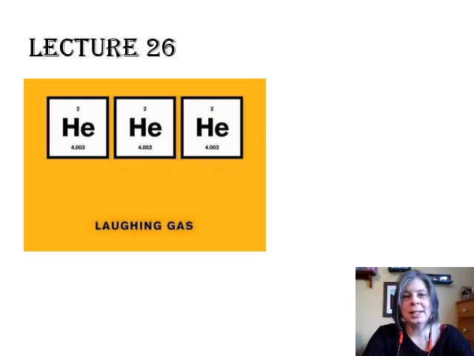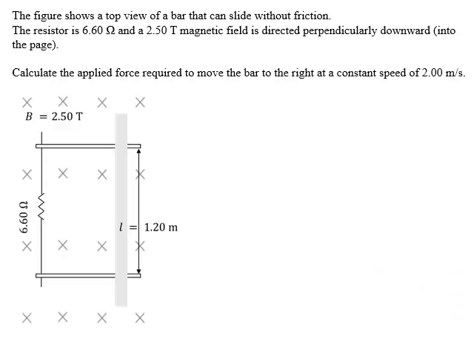Welcome to lecture 26. In this lecture, we'll do some more examples of Faraday's law, and then we'll talk about the relationship between electric fields and magnetic fields. So in this example, we have a sliding bar on rails. It has a resistance of 6.6 ohms, and it's set in a magnetic field. We'd like to find the applied force required to move the bar to the right with a speed of 2 meters per second.